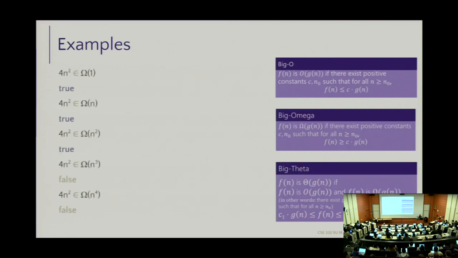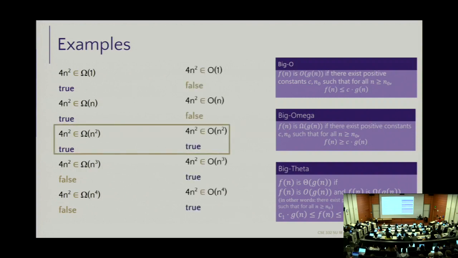So I think this is the slide that I briefly showed you at the end of lecture. You can see here, and this is kind of what we did for warm-up, right? 4n squared as a code model is lower bounded by constant functions. 4n squared is still lower bounded by the linear complexity class. 4n squared is lower bounded by n squared. It is in itself in the omega of n squared. But it is not lower bounded by n cubed or by n to the 4th.